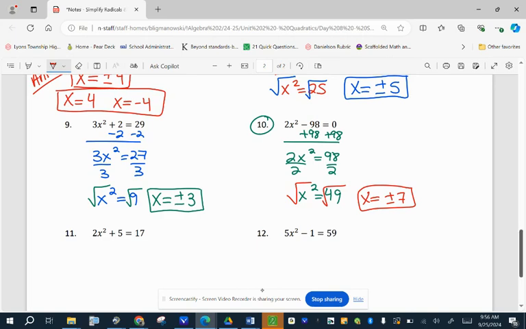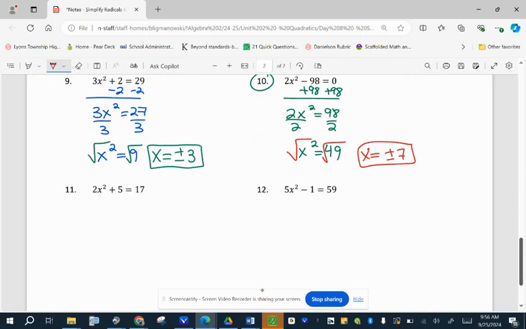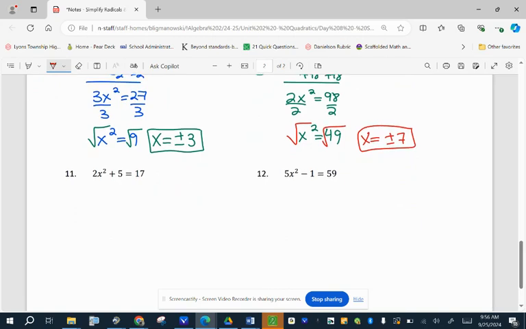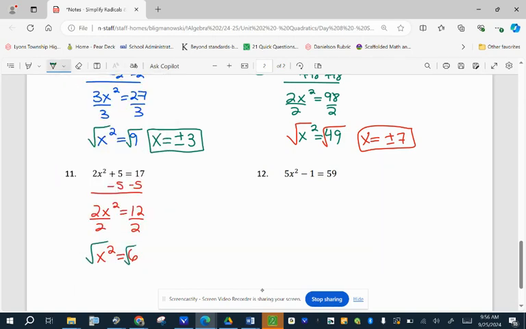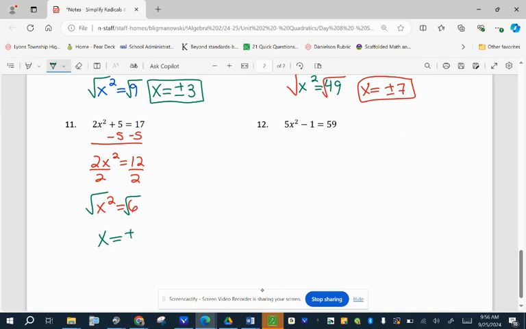Okay, so those all came out nice because those were all perfect squares. Now we're going to look at 2 examples where they are not perfect squares. So in 11, again, I'm going to follow the same steps. So I'm going to get the x squared alone by minusing 5, divide by 2, and then I'm going to go take the square root of both sides. And I'm always going to get a plus or minus answer.